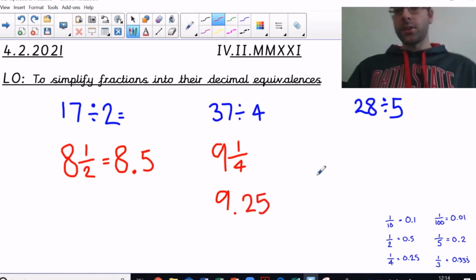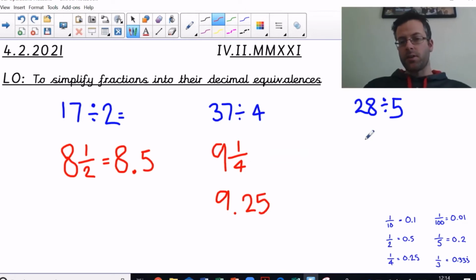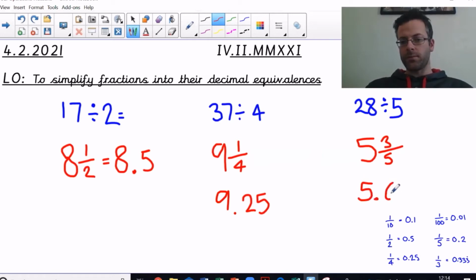Last one on this page, 28 divided by 5. So 5, 10, 15, 20, 25. So my whole number is 5. I got to 25, so my remainder is 3 over 5. My 1/5 is 0.2. That means that 3/5 is 0.6. So as a decimal, it is 5.6.